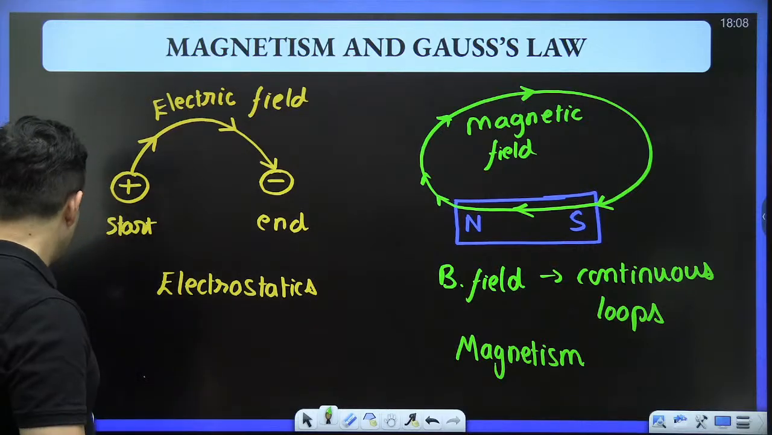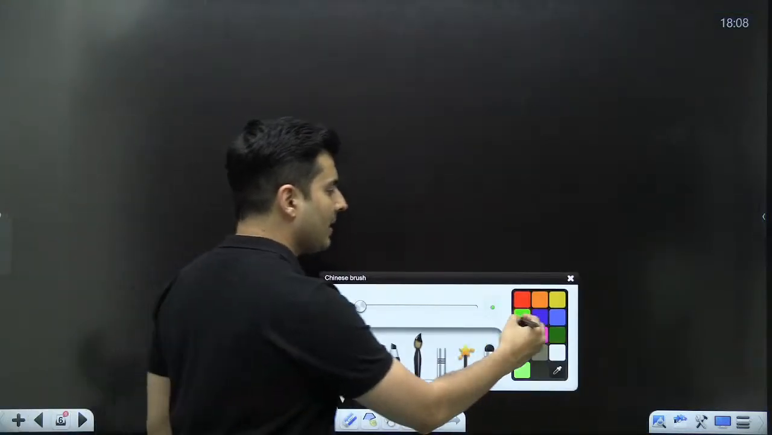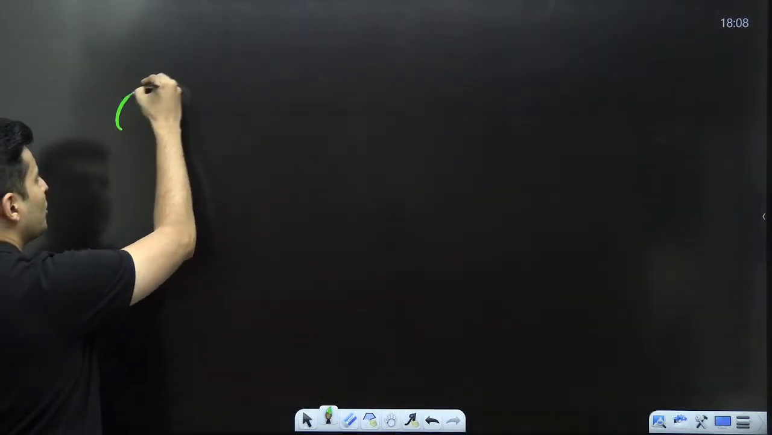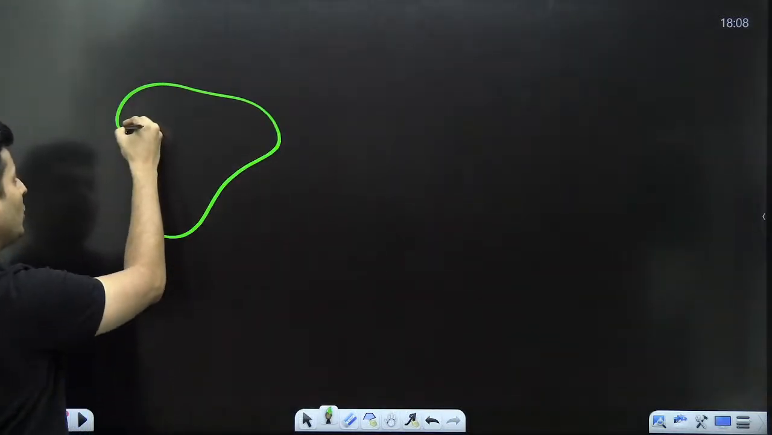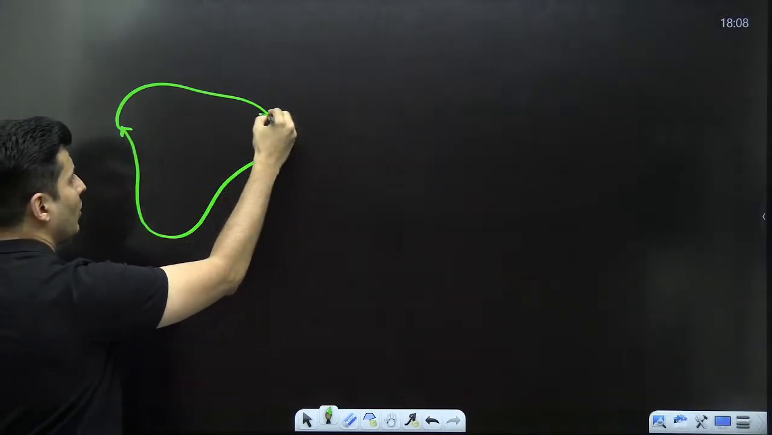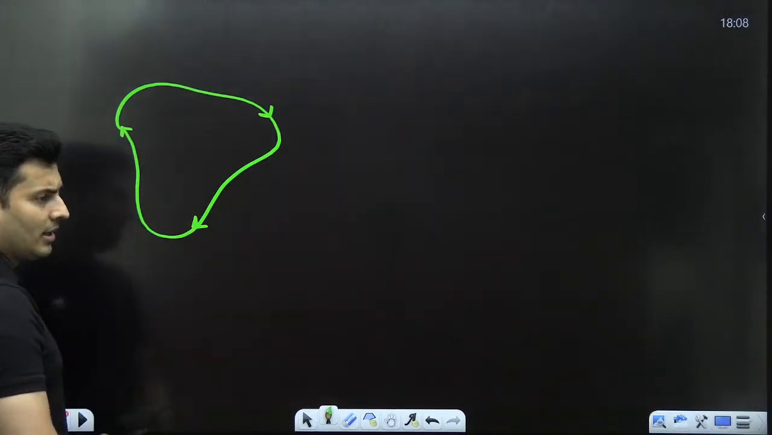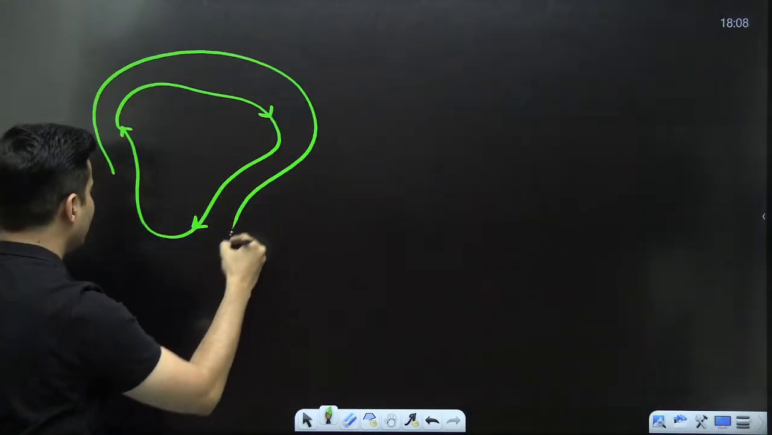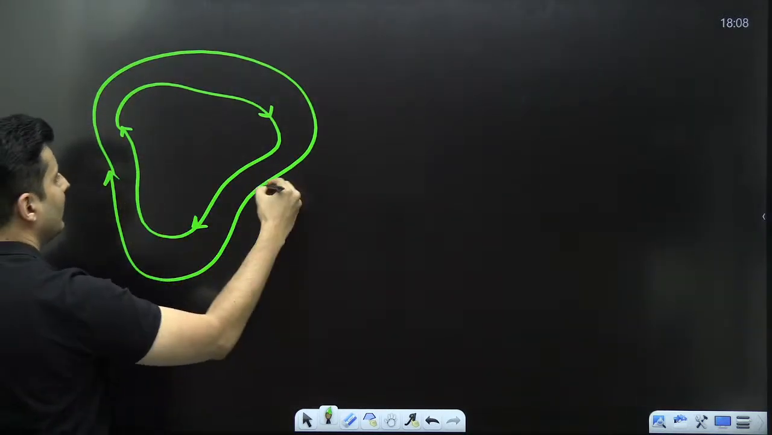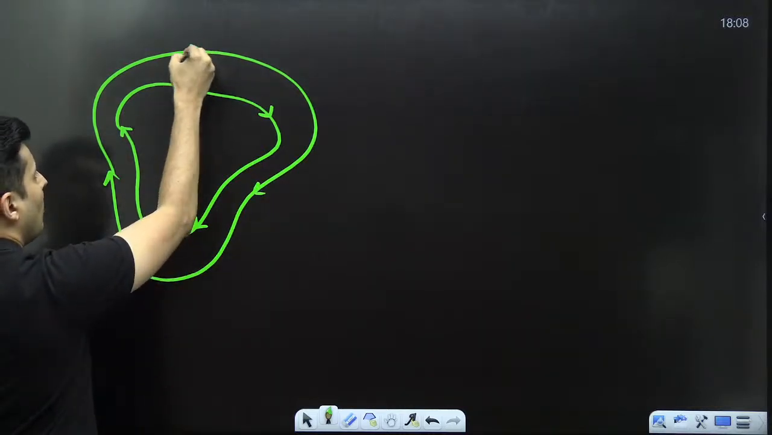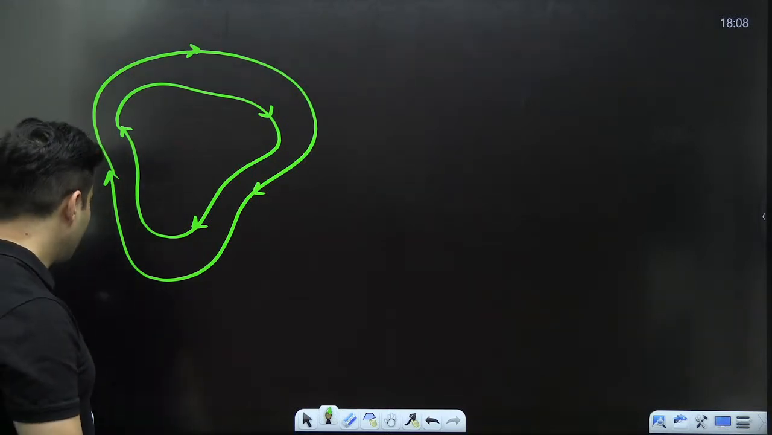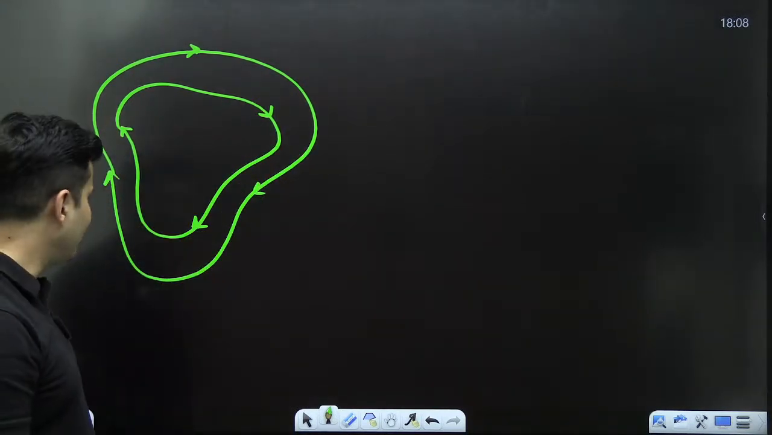Now that you understand this concept, that magnetic field lines are always closed loops, the moment I show a magnetic field, I need to make sure I end at the same point, or else it will be an open line. So, I can show the magnetic field line something like this. This is how magnetic field lines look like. Correct? Perfect. So, this is the journey of a magnetic field line.